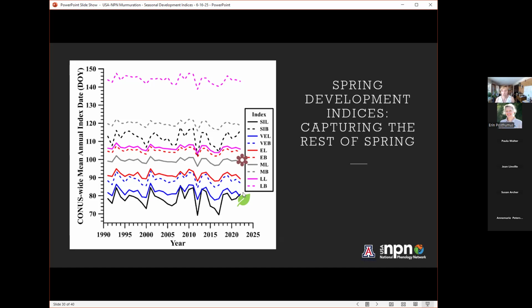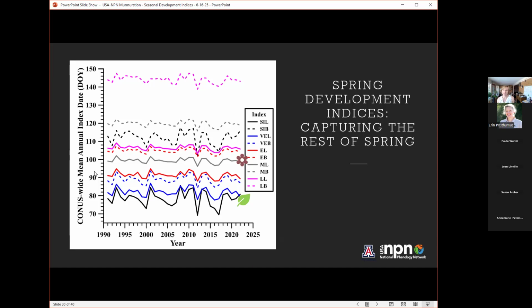You can see that there are certain years that jump way out, like things were super early. 2012 was a really anomalous year. 2017 was another really anomalous year. But we've had a lot of variability from one year to the next. I put the little leaf there so you know that that's the leaf index.